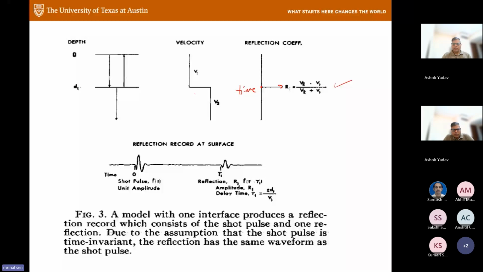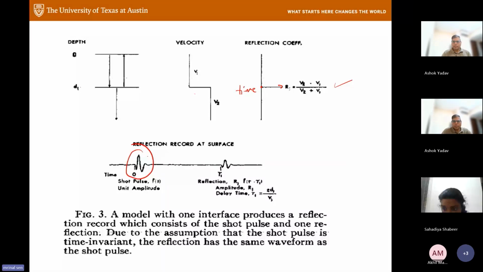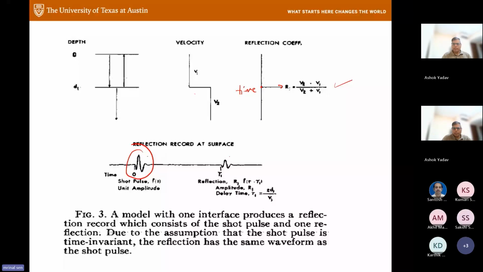So what does a convolution give you? At t equal to 0, this is your initial pulse, this is your wavelet, a short pulse. And then after time t1, you get an arrival. So the question that I have here is, do these amplitudes look the same? Yes or no? Anybody want to answer? I think they differ in amplitude, sir. Yeah, and why is that difference?